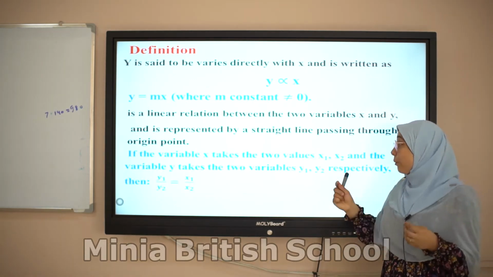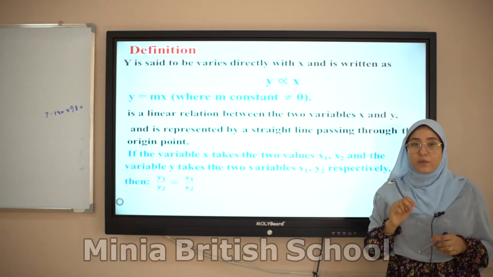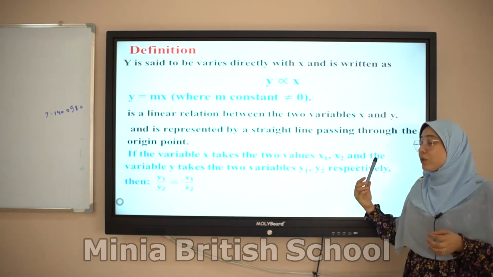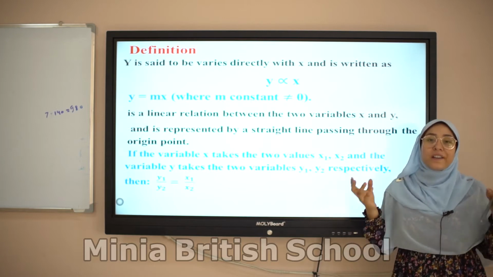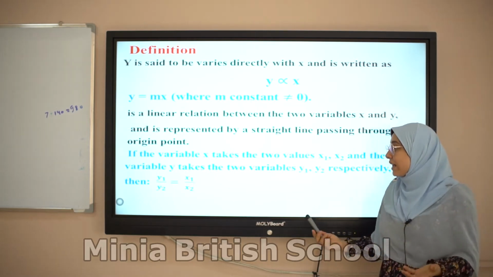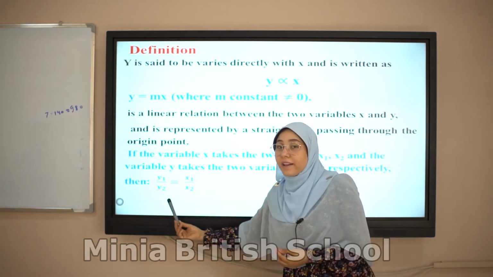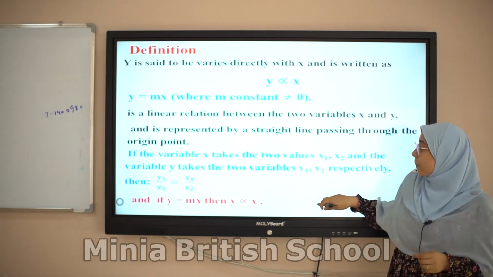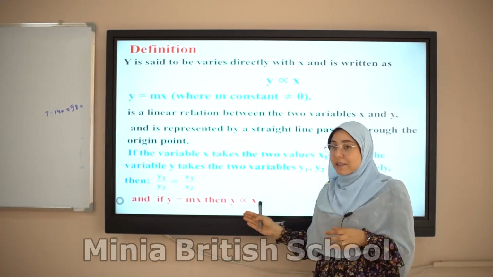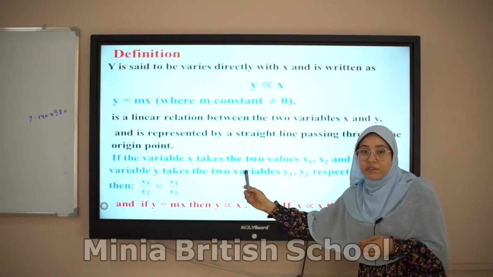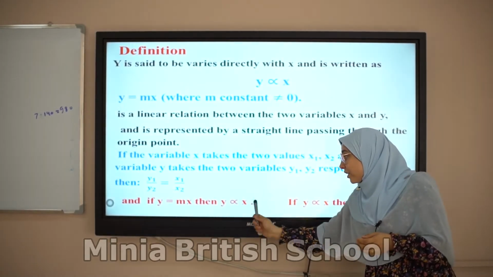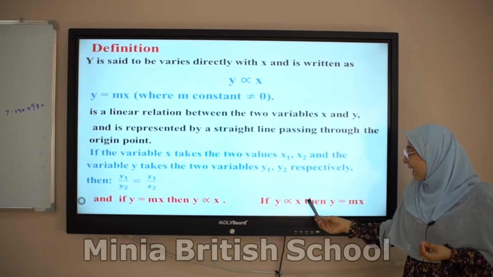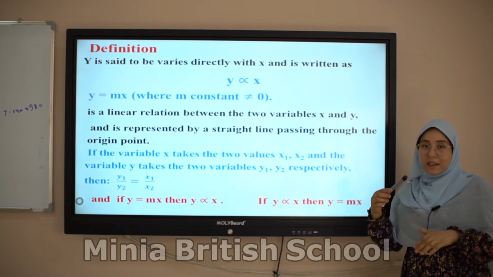Now, if the variable x takes two values, x1 and x2, and the variable y takes the two values, y1 and y2, we find that y1 over y2 equals x1 over x2. And if y equals mx, then y varies directly as x. And if y varies directly as x, then y equals mx.